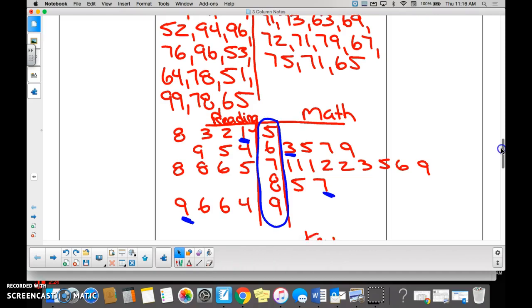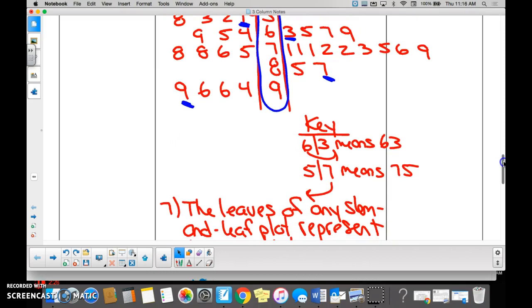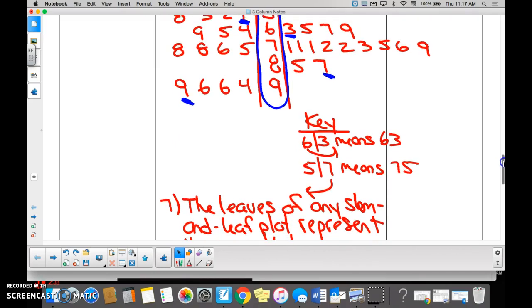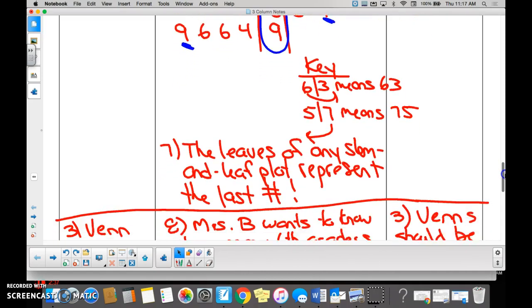Okay, and then a couple of different examples on how to do keys. 63 or 63 means 63, a 57 means 75, depending on which way you're reading from the stem out. Really important that you remember the leaves just represent the last number.